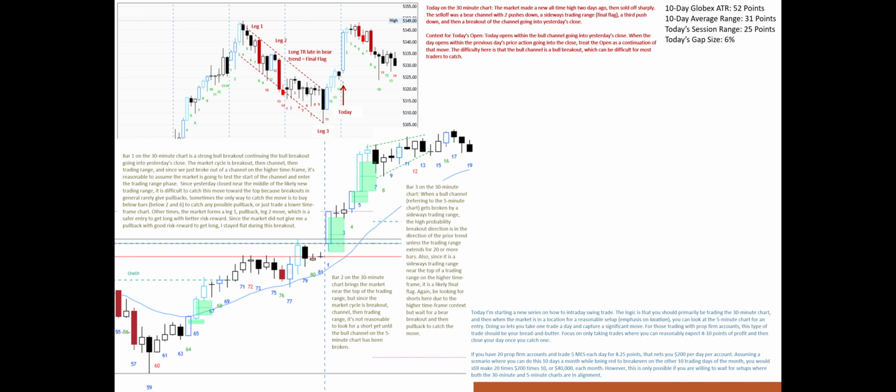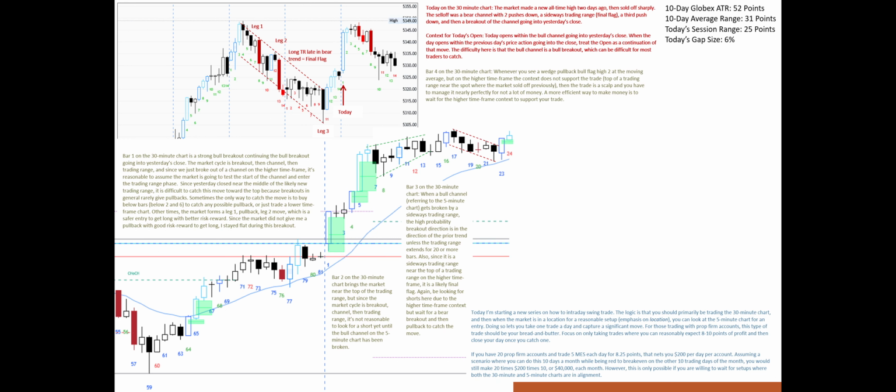Bar 3 on the 30-minute chart. When a bull channel, referring to the 5-minute chart, gets broken by a sideways trading range, the high probability breakout direction is in the direction of the prior trend, unless the trading range extends for 20 or more bars. Also, since it is a sideways trading range near the top of a trading range on the higher time frame, it is a likely final flag. Again, be looking for shorts here due to the higher time frame context, but wait for a bear breakout and then pull back to catch the move.